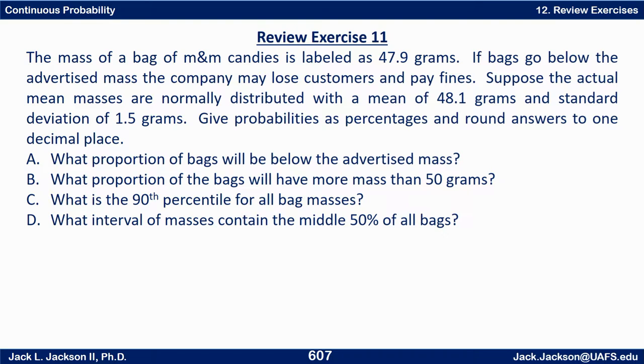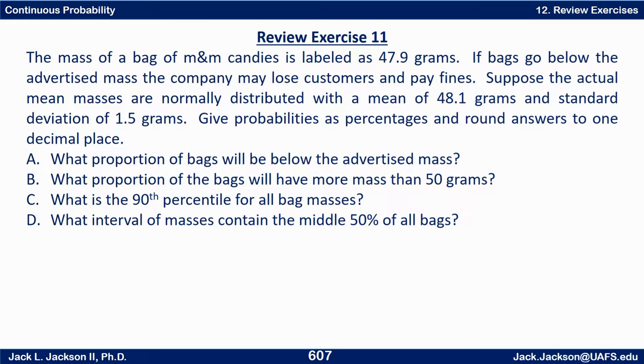Hello. Let's look at review exercise number 11. This is once again yet another normal probability problem. The mass of a bag of M&M candies is labeled as 47.9 grams. If bags go below the advertised mass, the company may lose customers because they're mad about not getting enough M&Ms in their bag, and they may have to pay fines from the government for false advertising on their false labeling on their packages. So they don't really want that to happen very often.